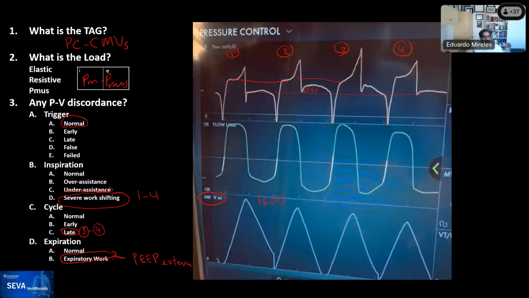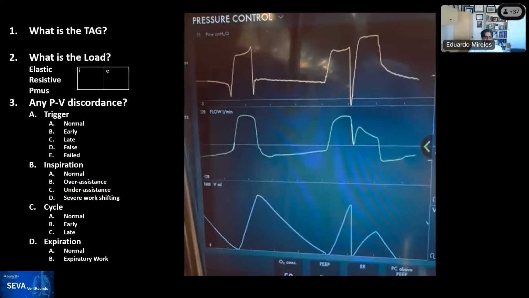So now you have, just for review for everybody, we have seen the normal trigger, but with high work of PMUS, severe work shifting on all the breaths. Now you see late cycle because the patient's neural time is becoming shorter, and a high amount of expiratory work, even causing the expiratory pressure to go up. And then comes this.